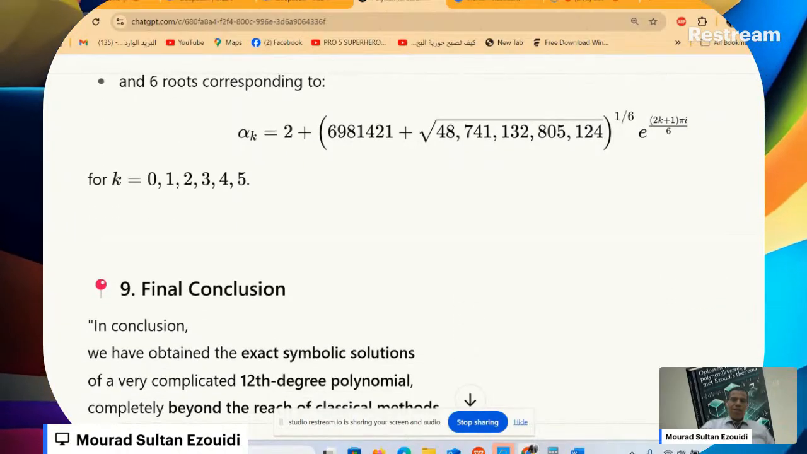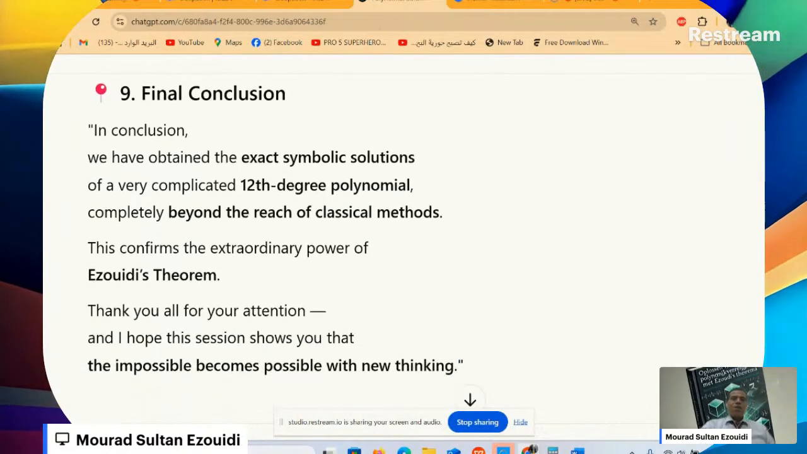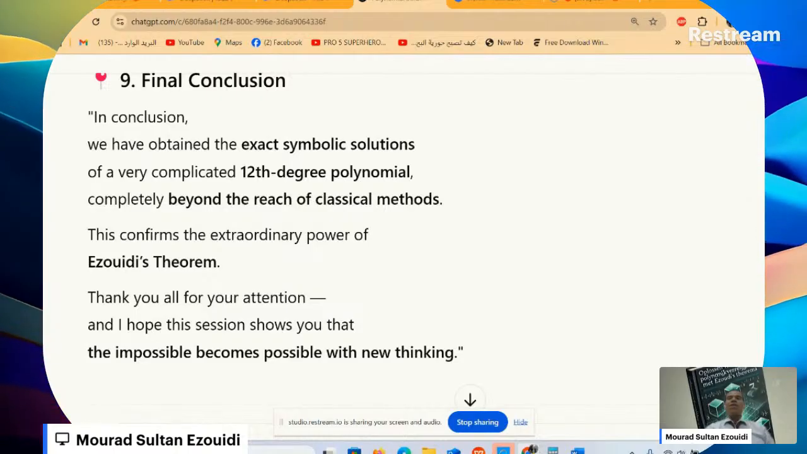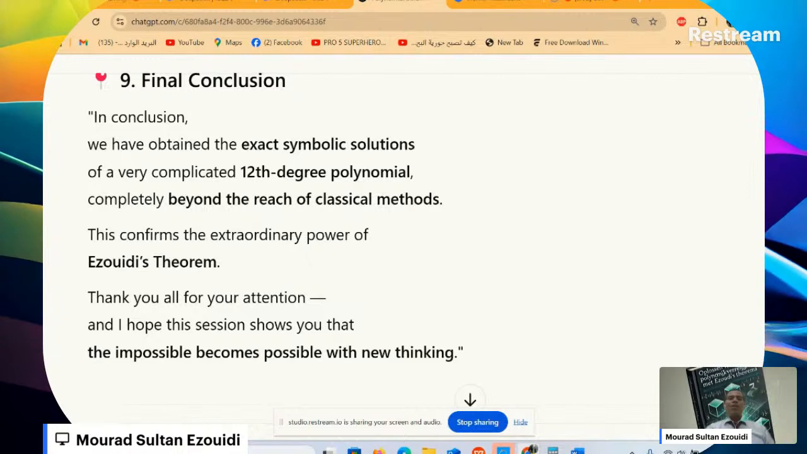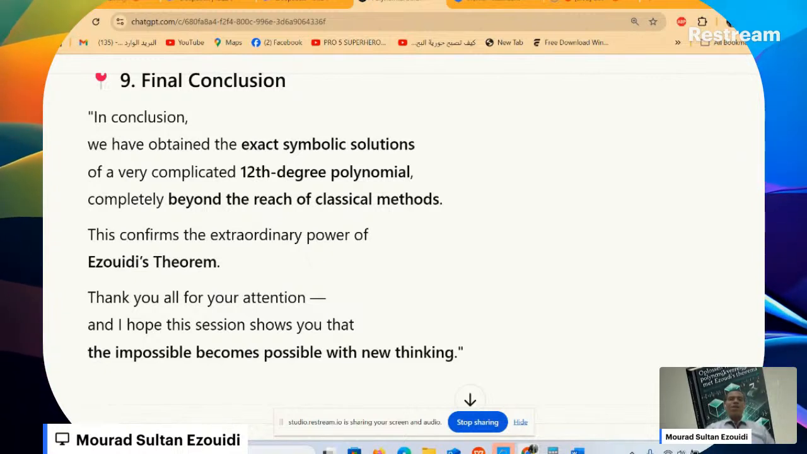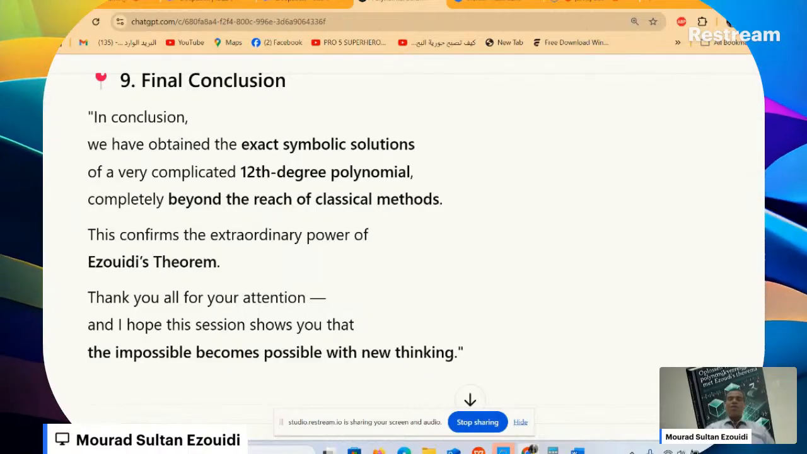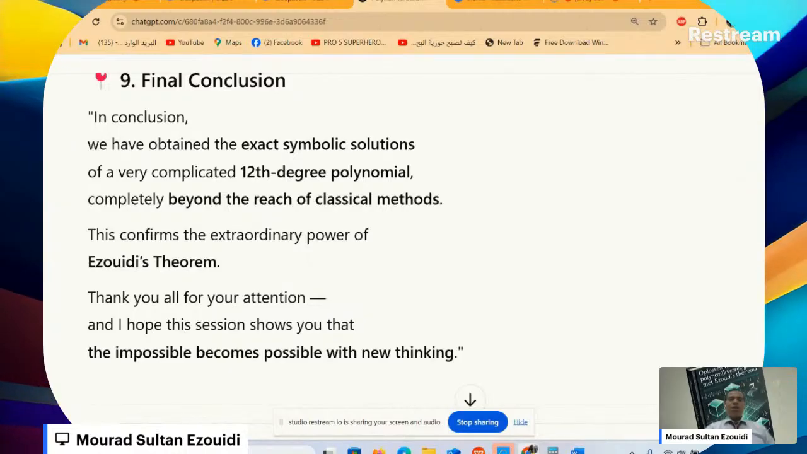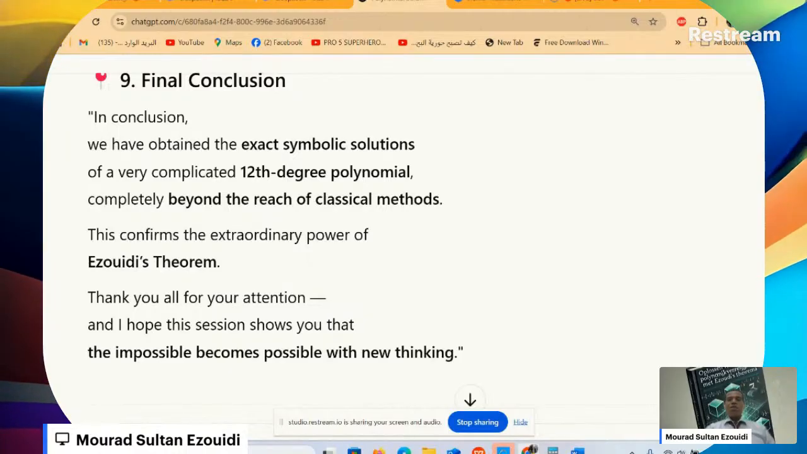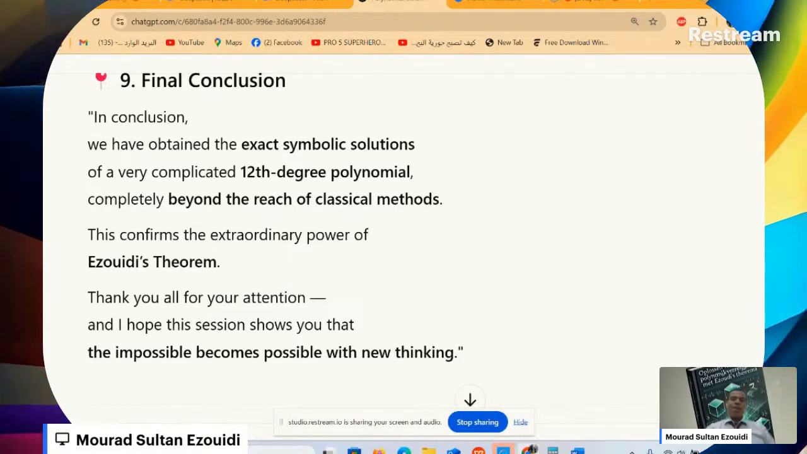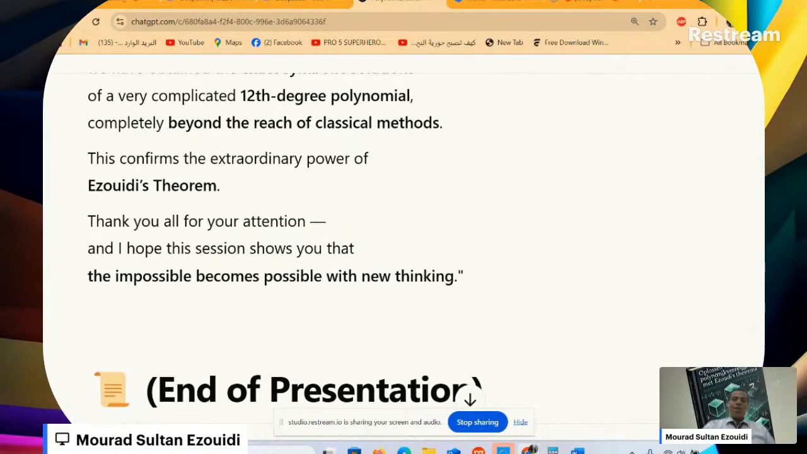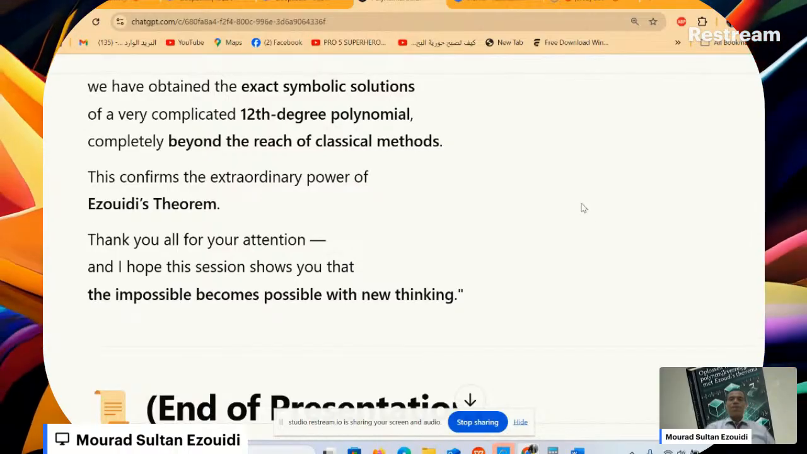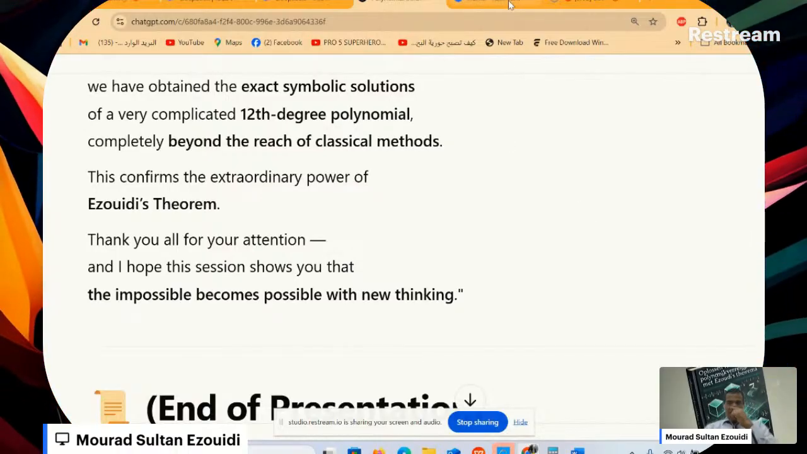So what else? Here, final conclusion. In conclusion, we have obtained the exact solutions of a very complicated 12-degree polynomial equation, completely beyond the reach of classical methods. This confirms the extraordinary power of the Bezout theorem.